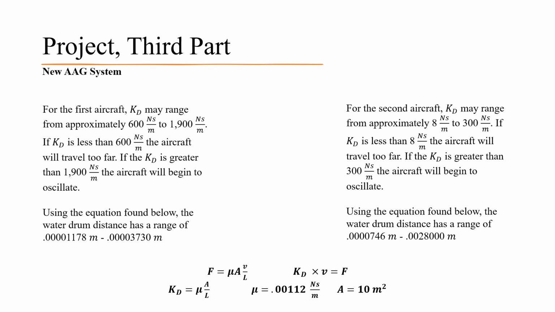For the second aircraft, the KD may range from approximately 8 to 300 newton-seconds per meter. If the KD is less than 8, the aircraft will travel too far, and if the KD is greater than 300, the aircraft will begin to oscillate. Once again, using the equations found below, the water drum distance range was determined to be 7.46 times 10 to the -5th meters to 2.8 times 10 to the -3 meters.